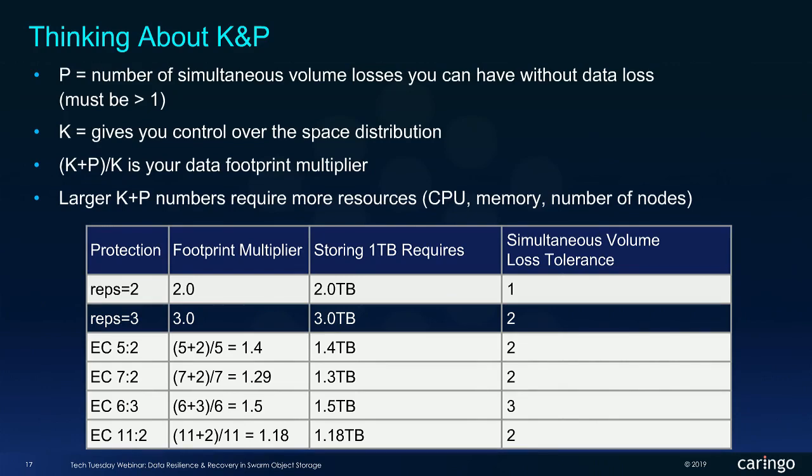You can play around with some other things. You could go up to 7-2, that gets you down to 1.3. 6-3 is a common one because 3 parity segments means you can withstand 3 simultaneous volume losses. So it gives you a whole lot of data protection, and you've still only got a 1.5 footprint multiplier. Or if you're really space sensitive, you could do something like 11-2, which gives you really good protection for only about 1.2 times the size of the original object.